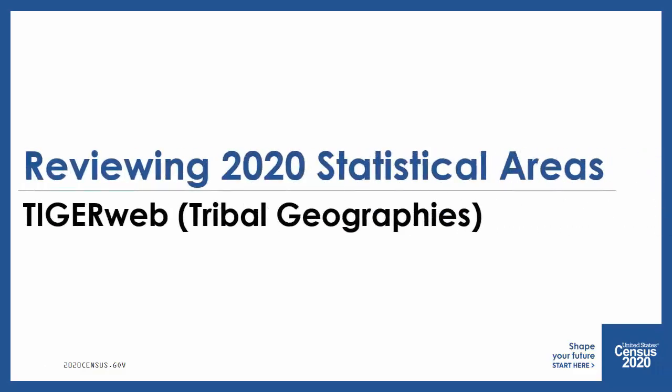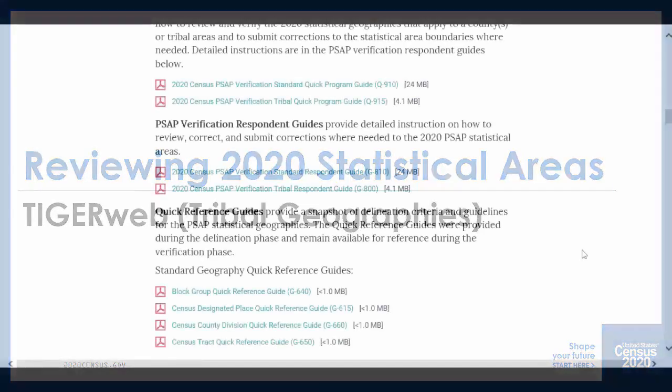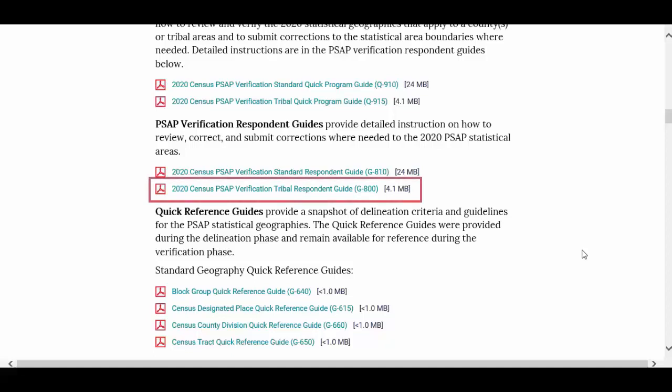Now we will provide a demonstration on how to review the 2020 statistical areas located on tribal areas. The Verification Phase Respondent Guide, 2020 Census PSAP Verification Tribal Respondent Guide, G800, devotes an entire chapter, Chapter 2, to this topic. Use the guide and this portion of the training demonstration as you begin your verification phase review.